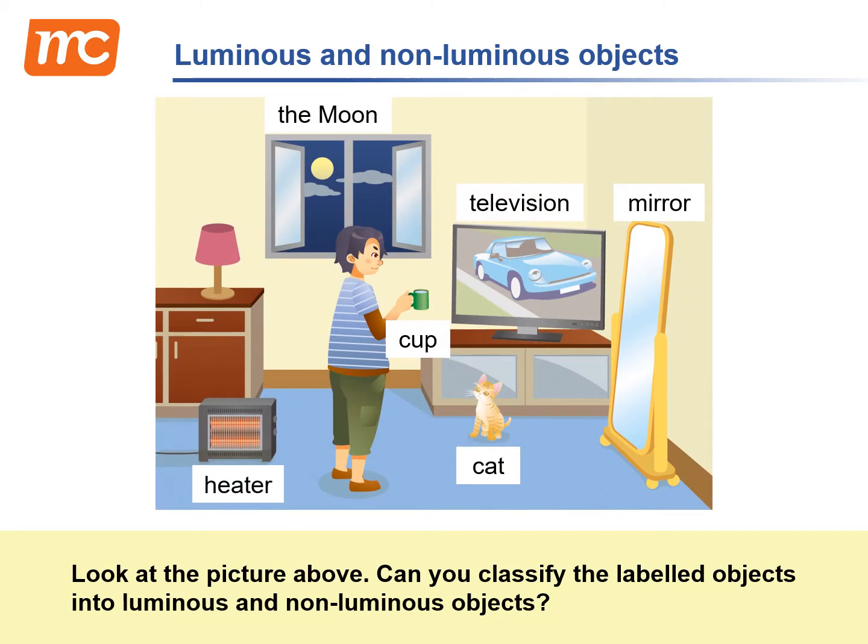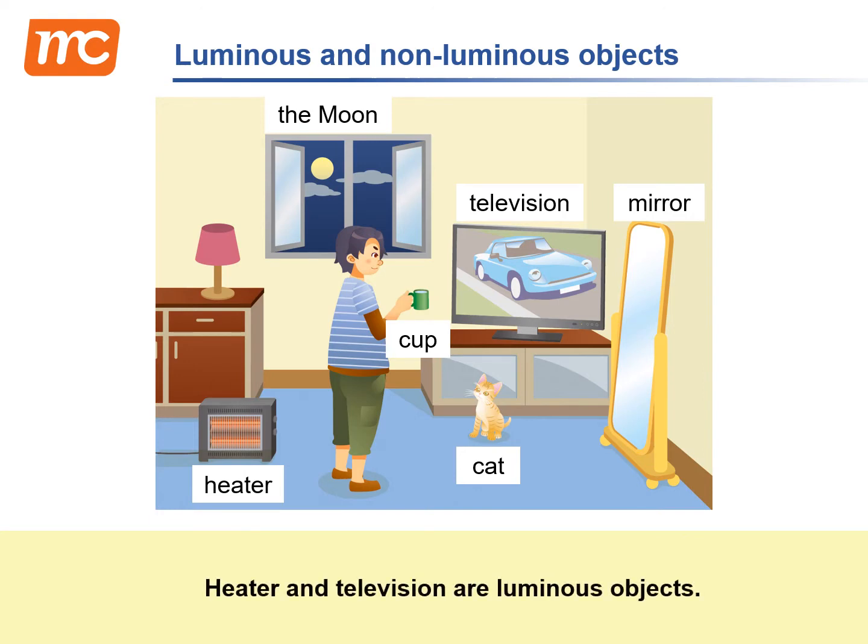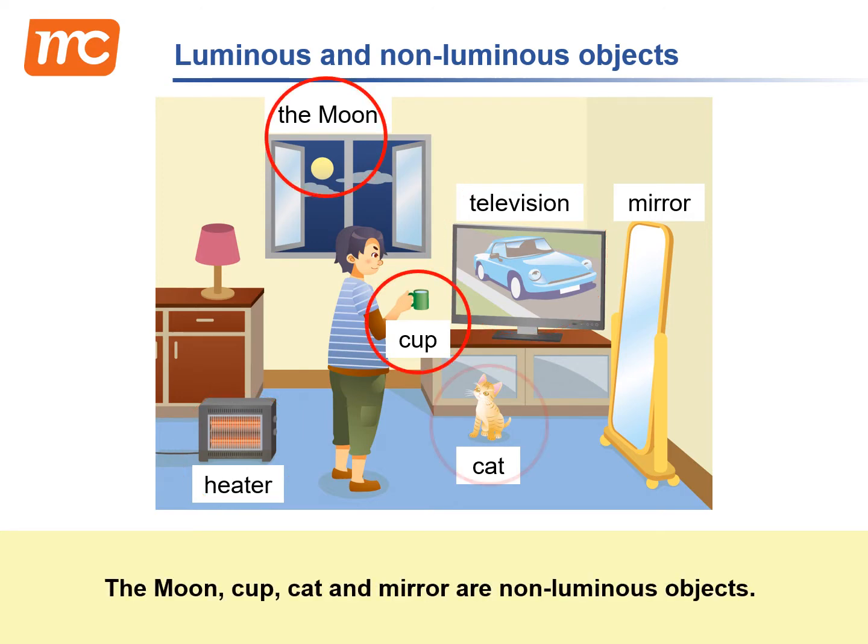Look at the picture above. Can you classify the labeled objects into luminous and non-luminous objects? Heater and television are luminous objects. The moon, cup, cat and mirror are non-luminous objects.